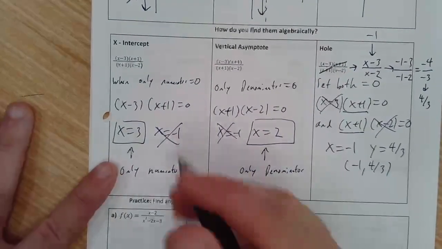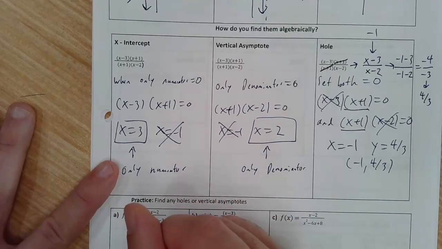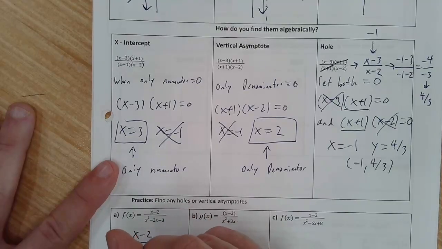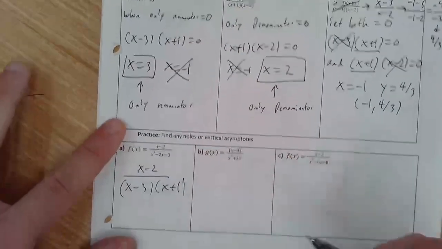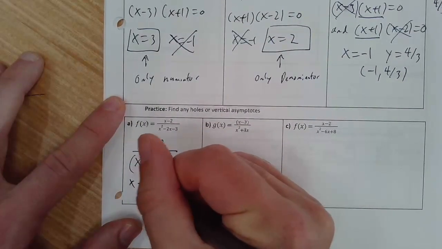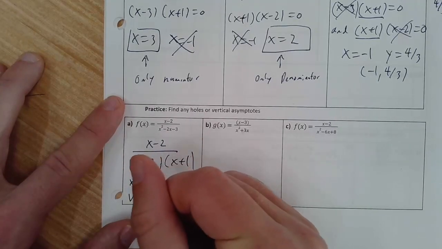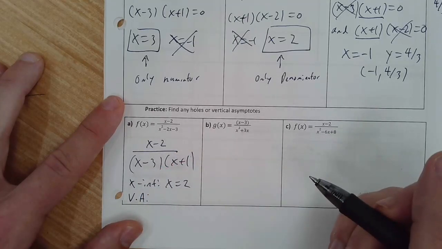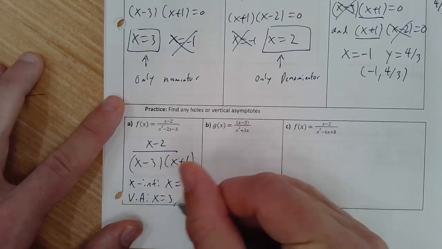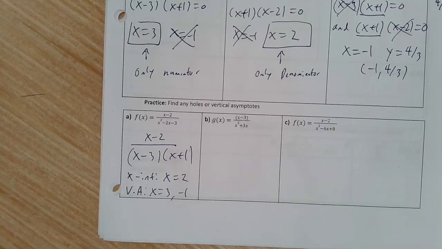Just as a little example, here we have x minus 2 over x squared minus 2x minus 3. We want to make sure we factor the bottom. So we'd have x minus 2 over x minus 3, x plus 1. Here, I would have an x-intercept where? My x-intercept would be x equals 2. My vertical asymptotes, plural, would be x equals 3 and negative 1. Would I have any holes? No, because nothing appears in both the numerator and denominator. Okay, that's it for the x features.